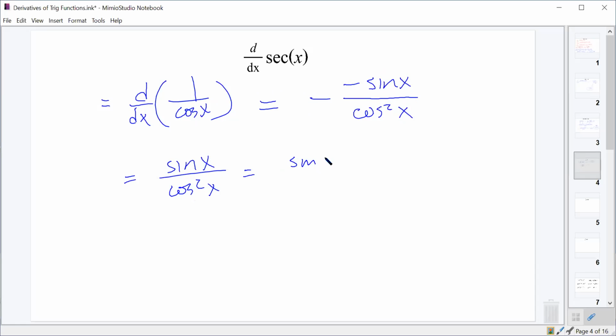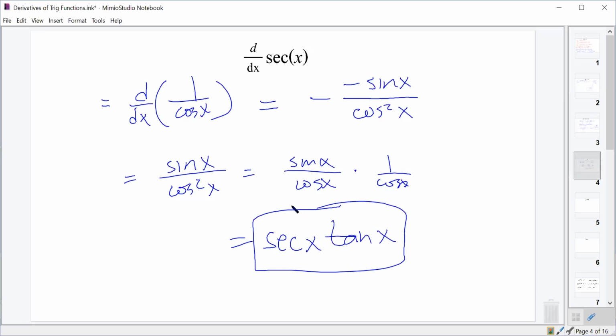Normally we write this as sine x over cosine x times 1 over cosine x, and then we turn this into a secant and this into a tangent. So normally we will say that the derivative of secant x is secant x times tangent x. Everybody good with that? Should you memorize that one or not? Probably should. In fact, you definitely should. The derivative of secant is secant x tangent x. You want to know that.